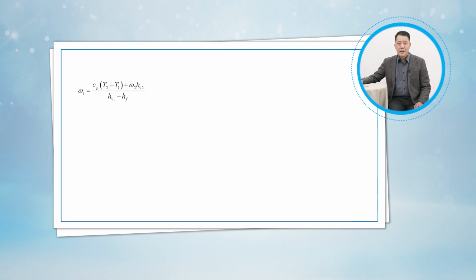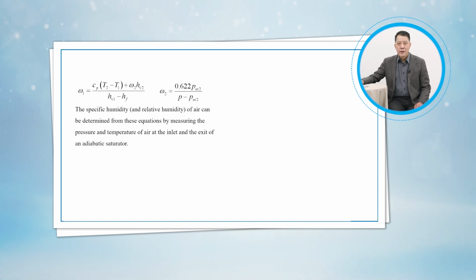From the energy balance, we have the specific humidity at the inlet, and at the exit phi-2 equals 100%. Then we have the specific humidity omega-2. The specific humidity of air can be determined from these equations by measuring the pressure and temperature of air at the inlet and the exit of an adiabatic saturator.